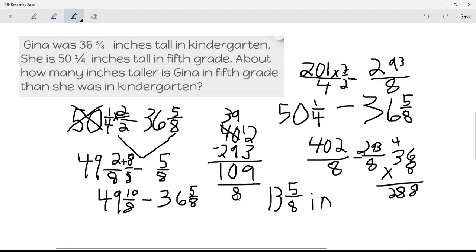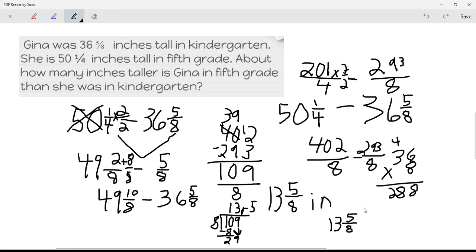Now we have to convert that into a mixed number. So I have to divide 109 by 8. 8 goes into 10 one time. So 10 minus 8 is 2. Bring down the 9, 29. 8 goes into 29 3 times with a remainder of 5. And that means that we have 13 and 5/8.